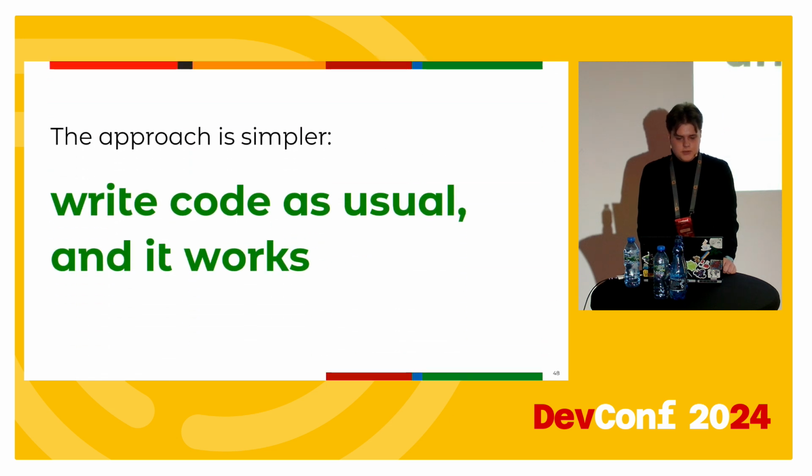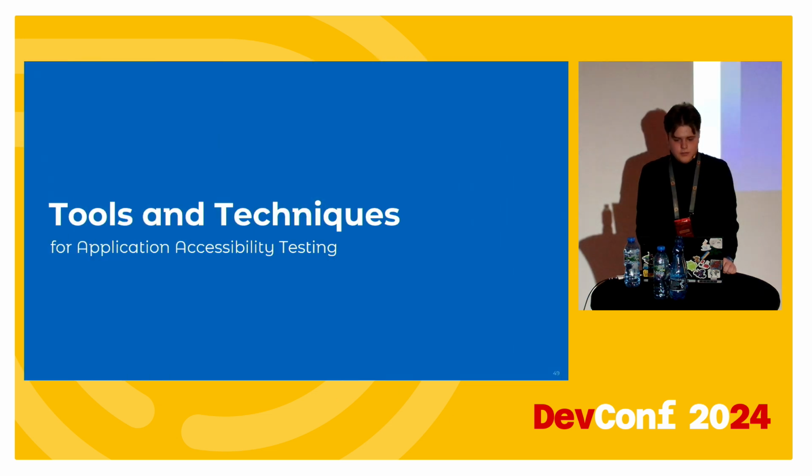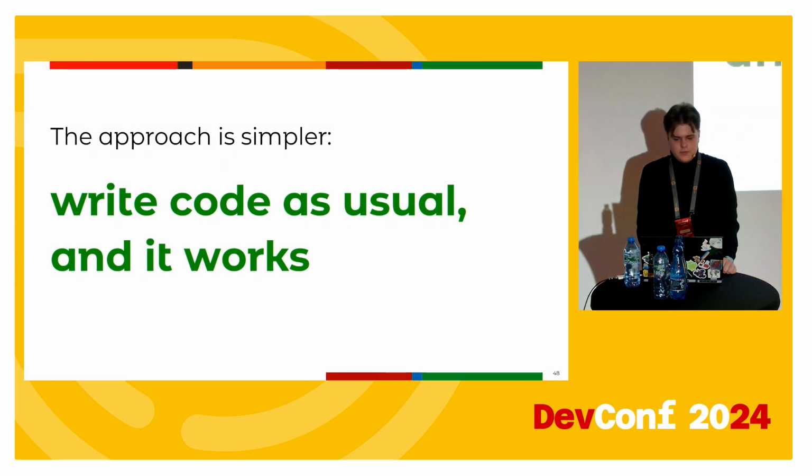The approach is simpler. Write code as usual and it works. The main recommendation: accessibility improvements should be minimal. There is no need to reinvent the wheel. The remaining tools should cover the whole scope of possible problems.